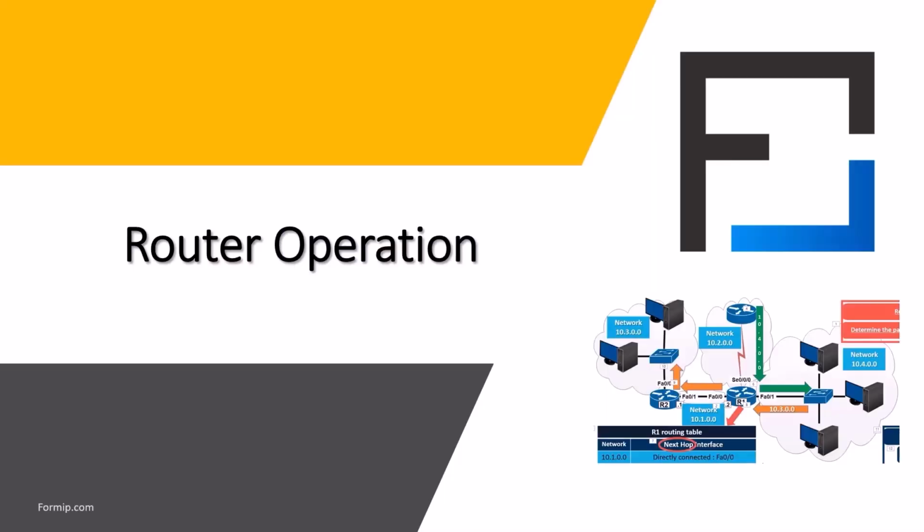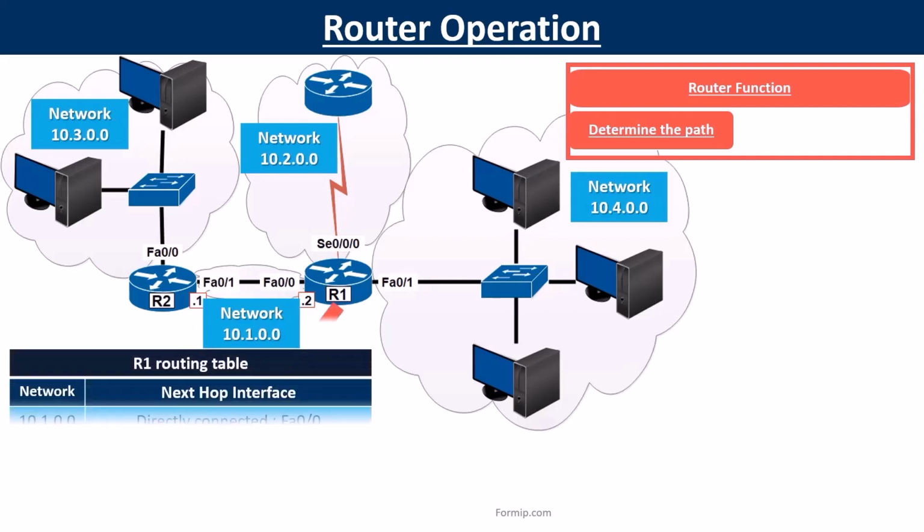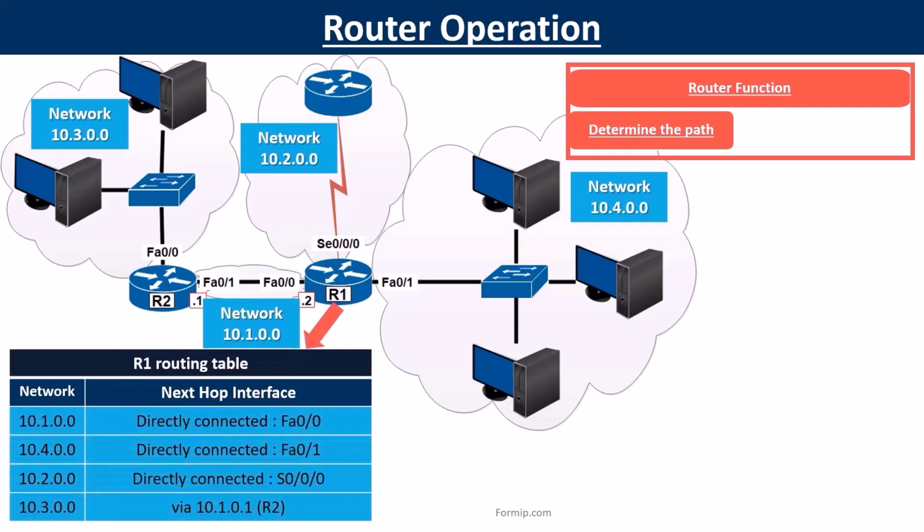Routers have two important functions. First, they need to determine the path to forward the packets to, using their routing table. Each router keeps its own local routing table. This table contains a list of all the destinations it knows, as well as how to reach them.